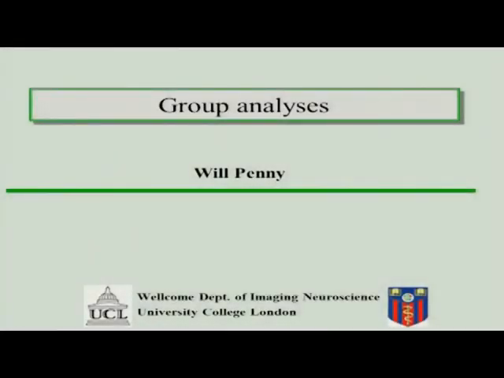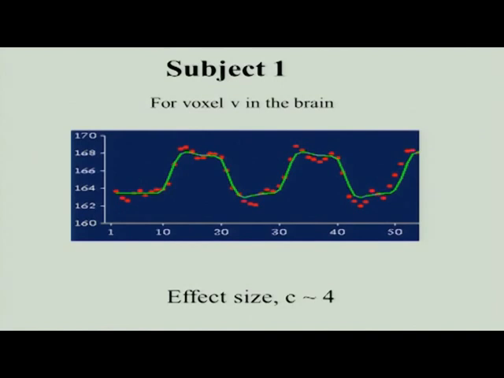Okay, so let's start with just a single voxel in the brain of one subject. Here, time goes along the x-axis, so we've got 50 or so scans. And this is the strength of the BOLD signal. Each red dot here is the actual measurement of the BOLD signal at that particular scan.